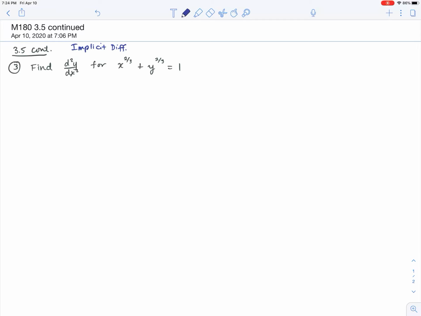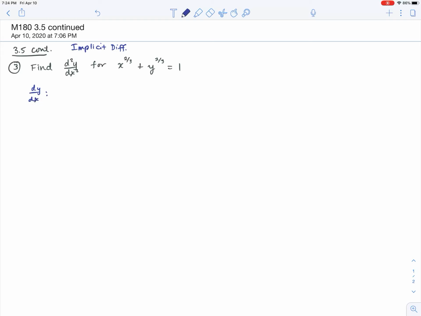Okay, so this is 3.5 continued, the section on implicit differentiation. And we're on example 3. We want to find the second derivative for x to the 2/3 plus y to the 2/3 equals 1. So let's start with the first derivative.